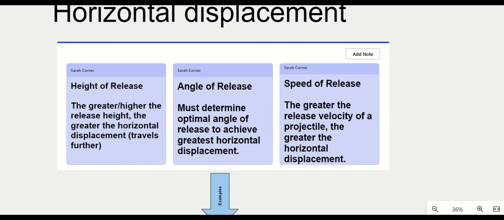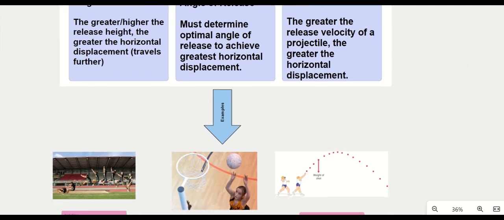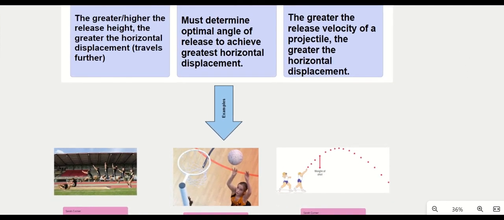The angle of release is a little trickier in the fact that there's a few factors that affect the optimal angle, but really what a coach and a performer need to do is determine the optimal angle of release to achieve the greatest horizontal displacement, the greatest distance. So there's three examples that I'm going to put there on the board for you. You've got a long jump, you've got a netballer shooting in netball, and you've got a shot put. There's three kind of clear things that are different between those areas, and it's all to do with the landing height and the release height.